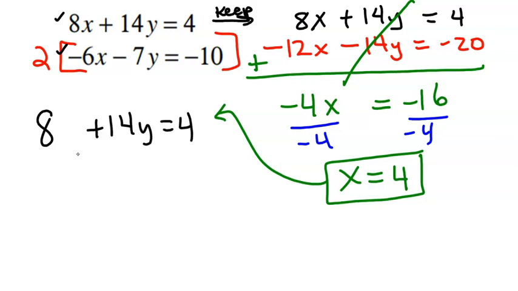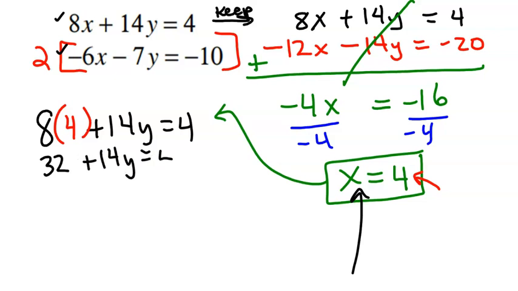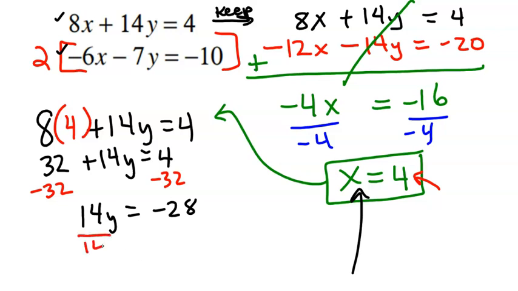I'm going to erase the value that I know, which is x, and replace it with its value of 4, and now I can compute. 8 times 4 is 32, and now I can use my inverse operations to get the letter y by itself. So I'm going to subtract 32 from both sides. Now I'm going to divide by my coefficient, and I'll find my second value.